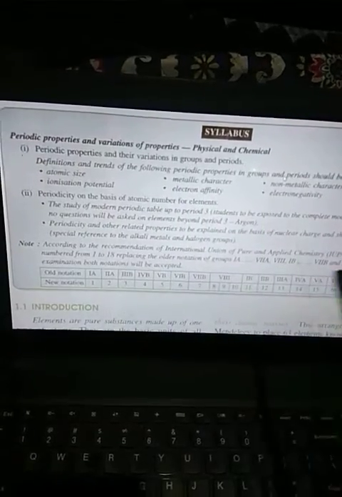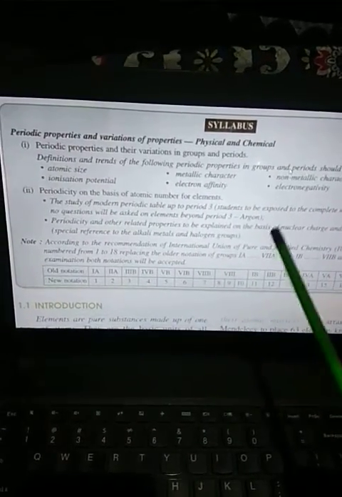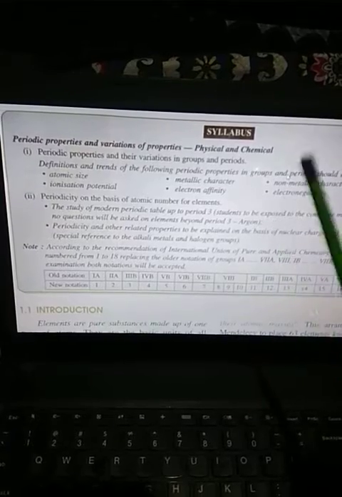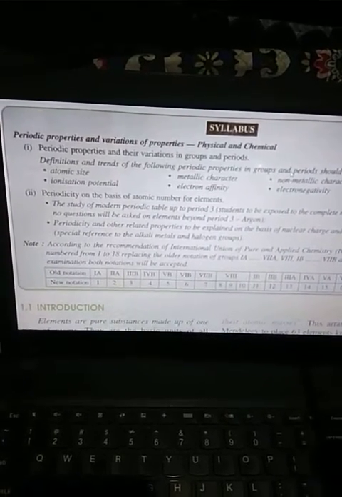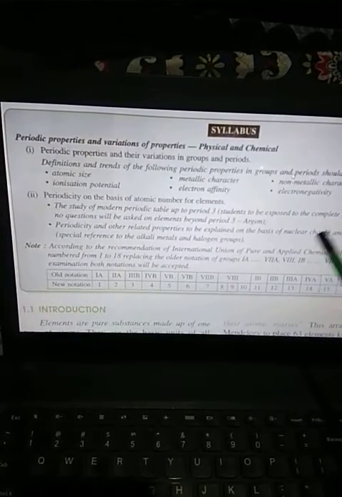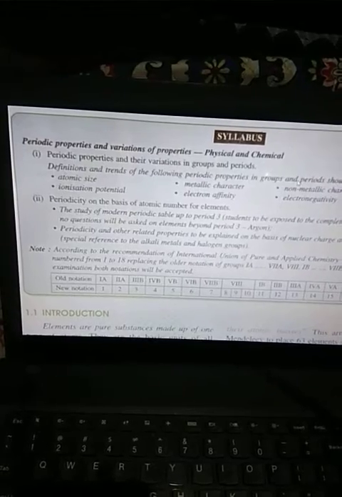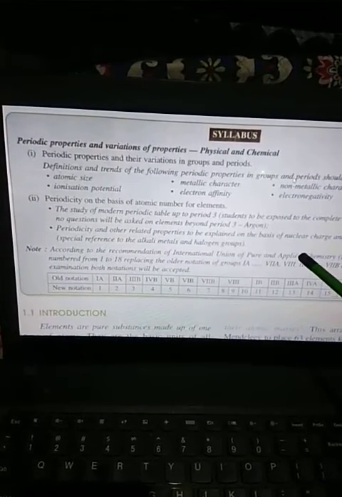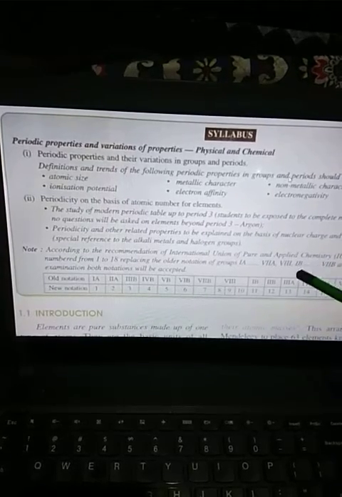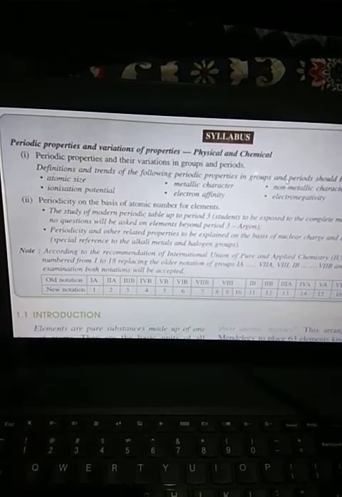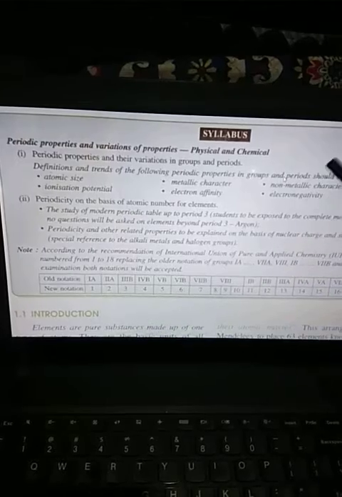Hello students. In today's class we are going to start a new chapter based on the periodic table and the periodic properties. This is the first chapter according to our syllabus. In this chapter we are going to study about the periodic table and the properties.